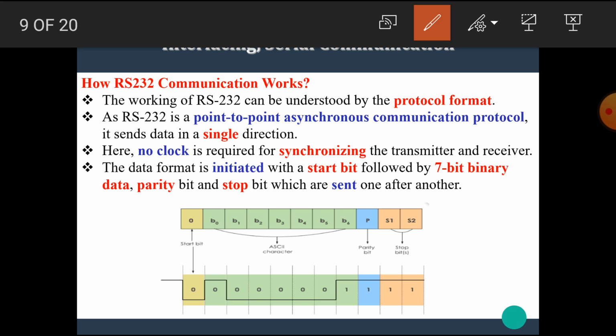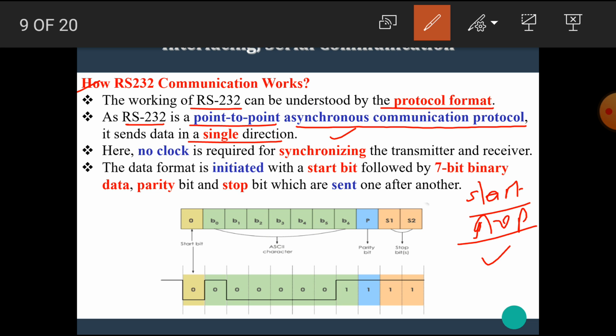Now let's see the main concept here, how RS-232 communication works. The working of RS-232 can be understood by the protocol format, and this protocol format is shown in this diagram. As RS-232 is a point-to-point asynchronous communication protocol, it sends data in a single direction. That means here we remember that in asynchronous data communication we use the start bit and stop bit along with the data. Here no clock is required for synchronizing the transmitter and receiver.